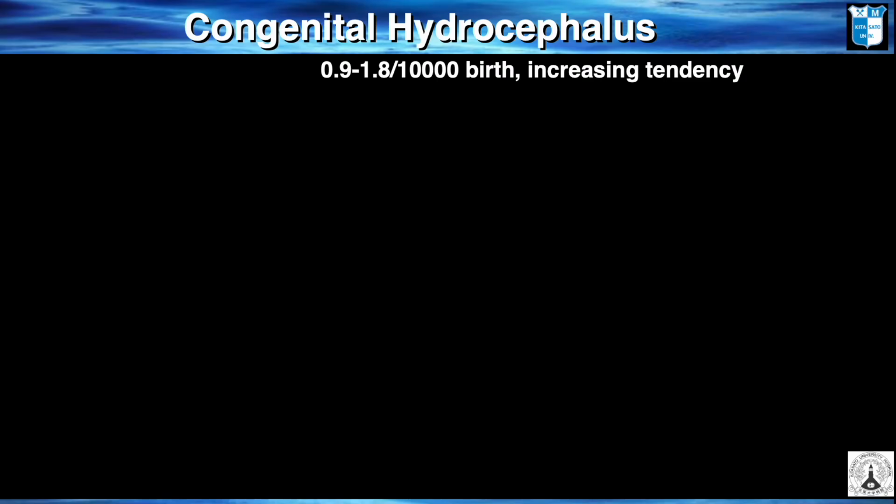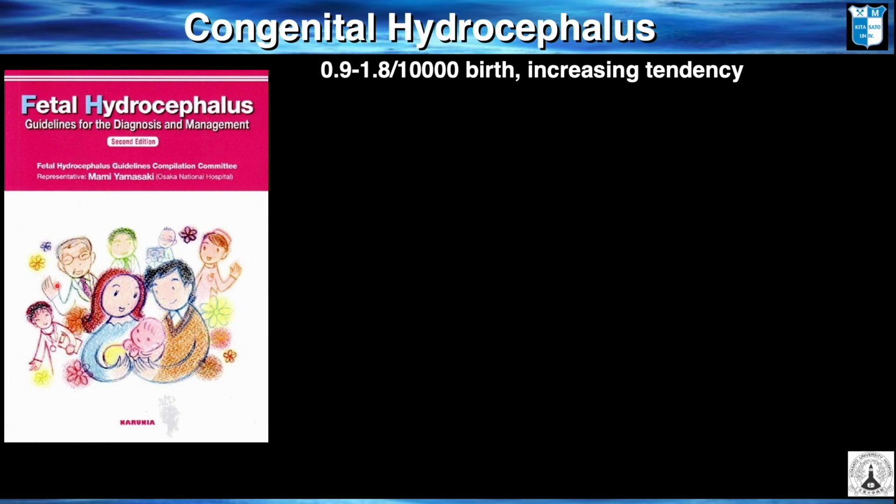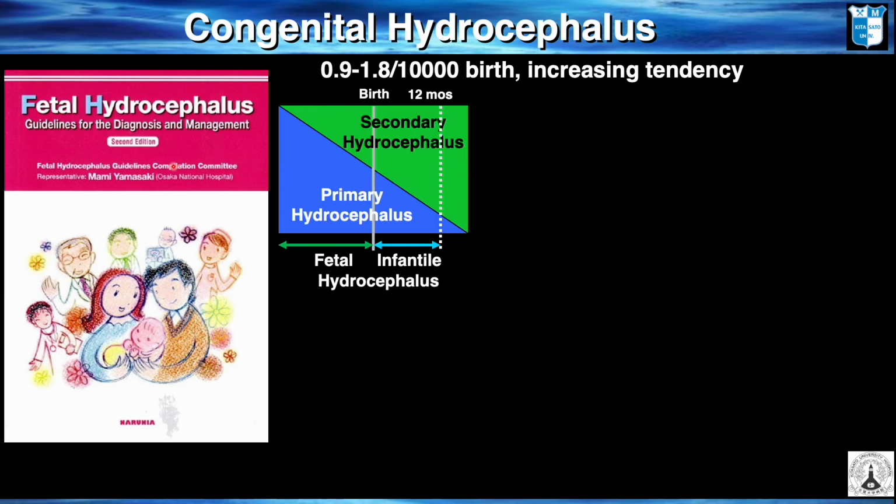So, congenital hydrocephalus comprises about 1 in 10,000 births, and the number is said to be increasing recently. This is a guidebook we published about 10 years ago in Japan about fetal hydrocephalus. When we say fetal hydrocephalus, it usually means hydrocephalus diagnosed before the birth. And hydrocephalus diagnosed within the first year of life is called infantile hydrocephalus.